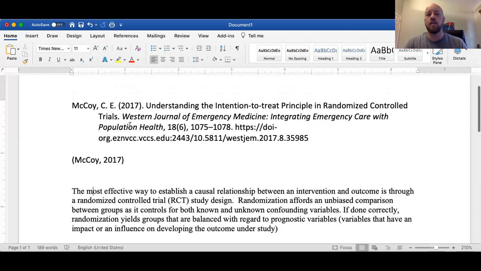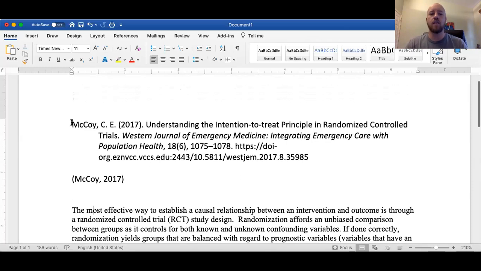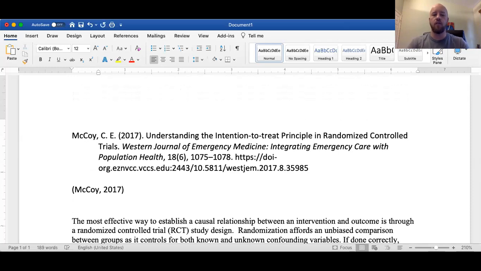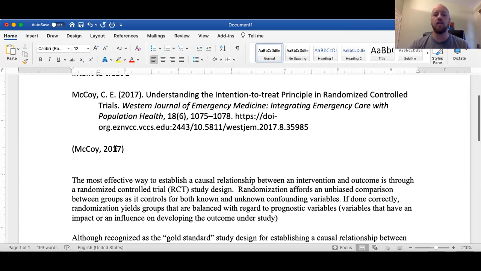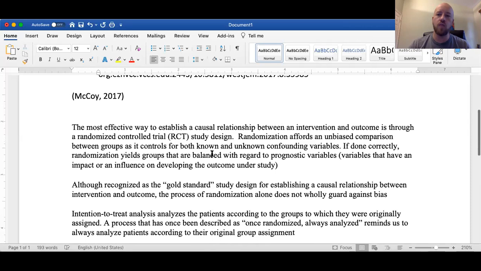It's a good way to save each article in a file, give it a specific name, and then you put the file name in here. So you save the article as intent to treat 1. And then this is the intake citation, and the information that you got from that article.